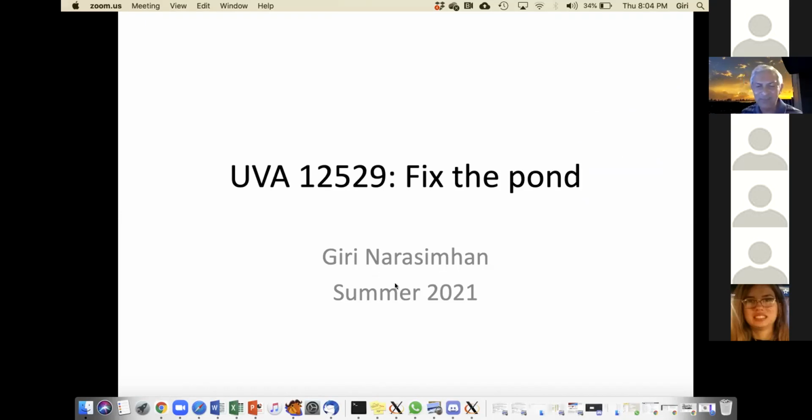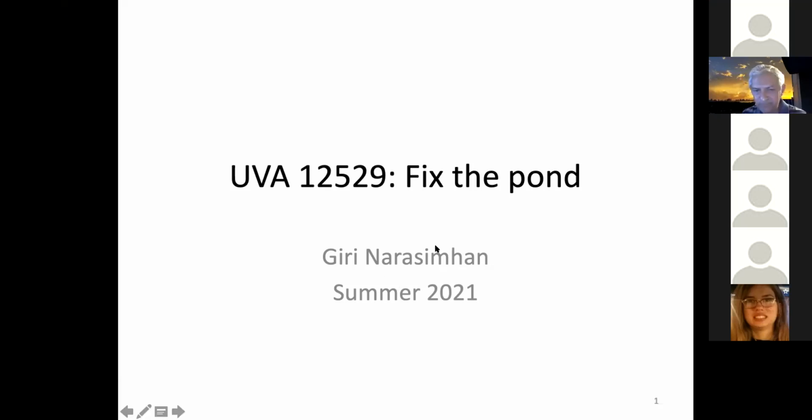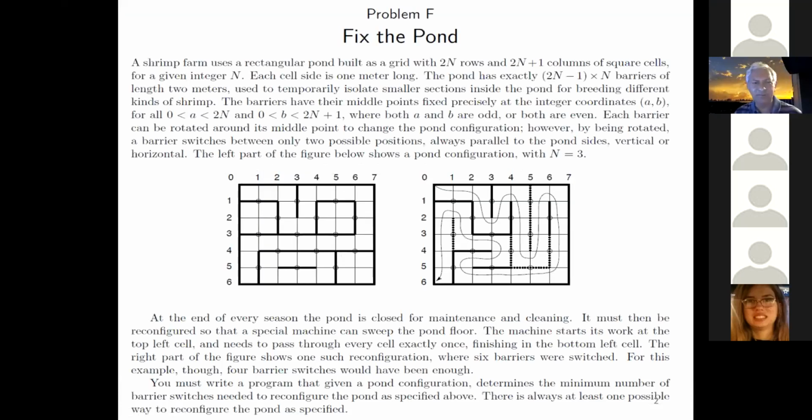All right. So here's the problem. I'm going to let you read this a little bit, and I can summarize for you in a couple of minutes. But first, let's all read this. So it all happens in a shrimp farm. And you're told that there are 2n rows and 2n plus 1 columns.